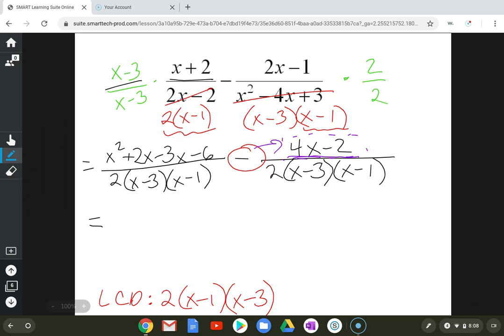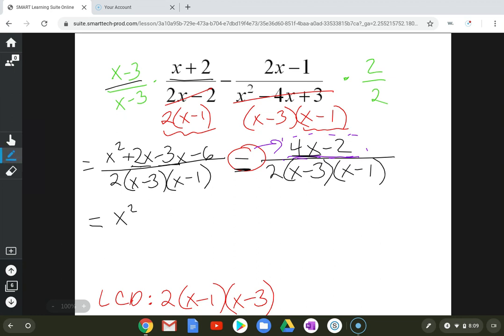So first we have an x squared. X squared, there's no other x squareds, just comes along. 2x minus 3x is negative x, minus 4x is negative 5x. So 2x, you know what? I think I'm going to do it like this. I'm backing up just to make sure we're all clear.